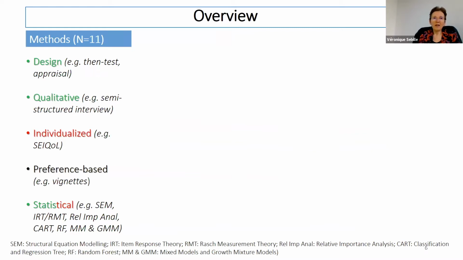We identified 11 different methods. For instance, so-called design methods, such as then-test and appraisal, but also qualitative methods based, for instance, on semi-structured interviews, as well as individualized methods using specific instruments such as the SEIQoL, or preference-based methods that can be based on vignettes, and also quite a few statistical methods, such as structural equation modeling, item response theory, relative importance analysis, or mixed models and growth mixture models, for instance.